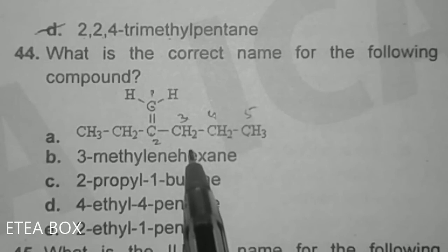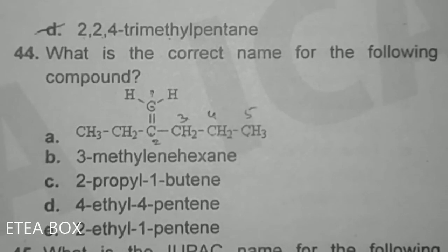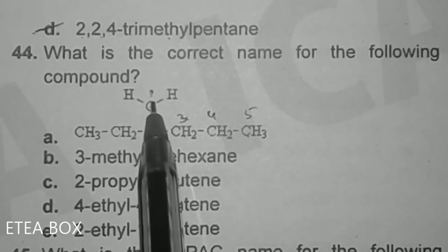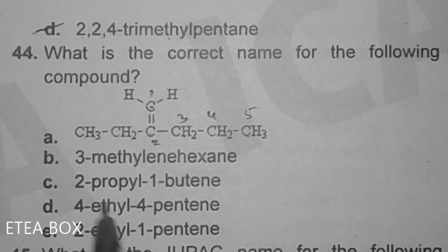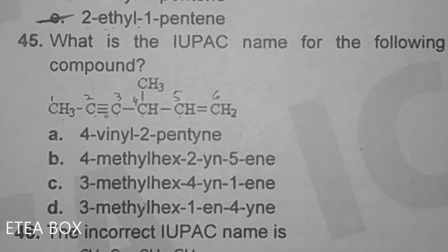Now look here, on carbon number 2 the ethyl group is present. Now it will be like 2-ethyl and 1-pentene. Look at the options here, this one option is correct, 2-ethyl-1-pentene. On 45, what is the IUPAC name for the following compound?